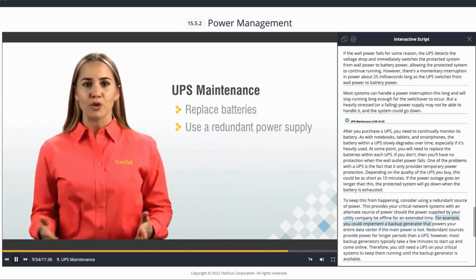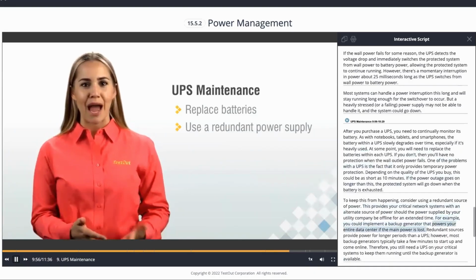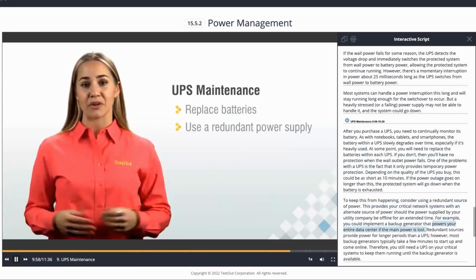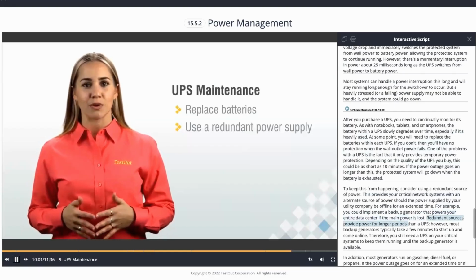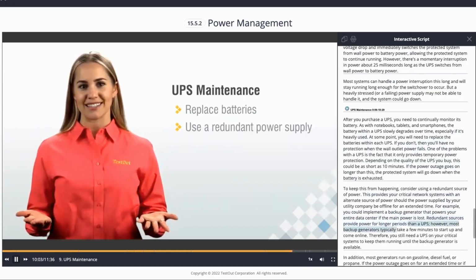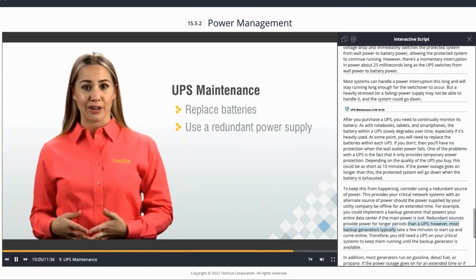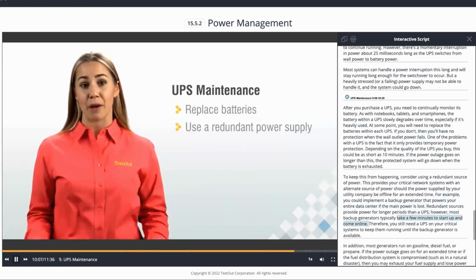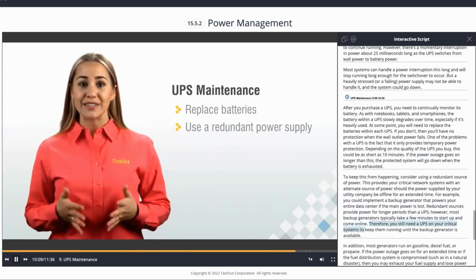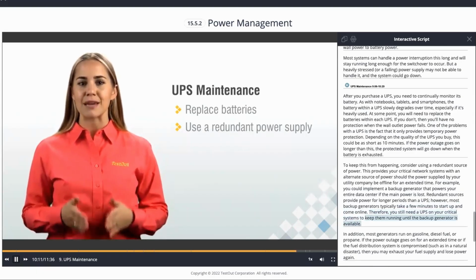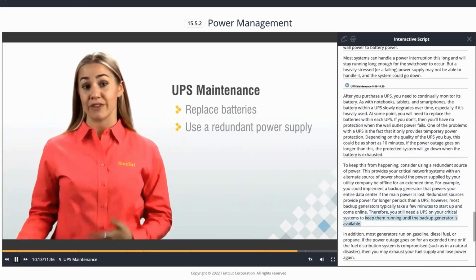For example, you can implement a backup generator that powers your entire data center if the main power is lost. Redundant sources provide power for longer periods than a UPS. However, most backup generators typically take a few minutes to start up and come online. Therefore, you still need a UPS on your critical systems to keep them running until the backup generator is available.